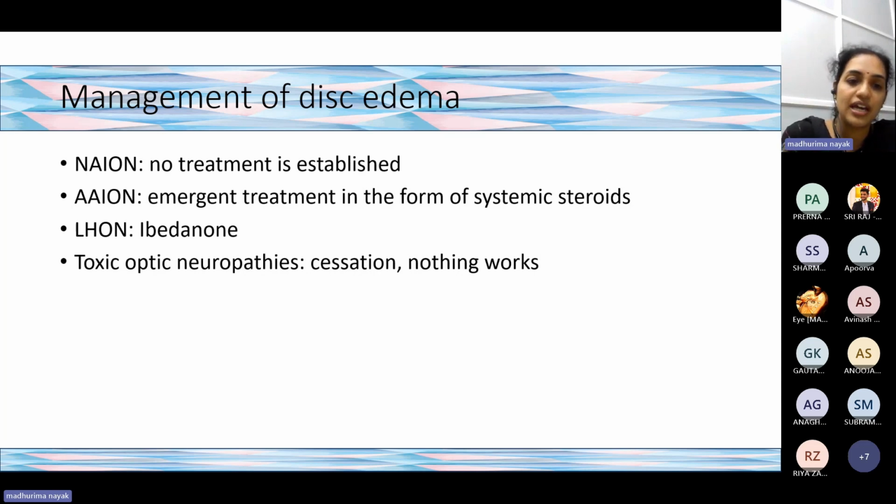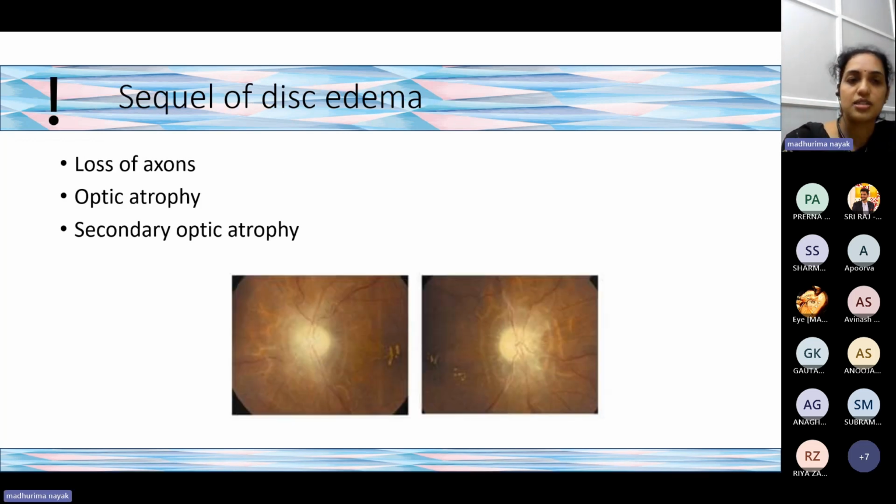LHON also, we do not have really good hope with idebenone, but we can try. Then toxic optic neuropathy, nothing actually works. You have to remove the drug which is causing the toxicity. So what happens if you don't treat edema? There is loss of axons, and the eye usually goes into secondary optic atrophy.